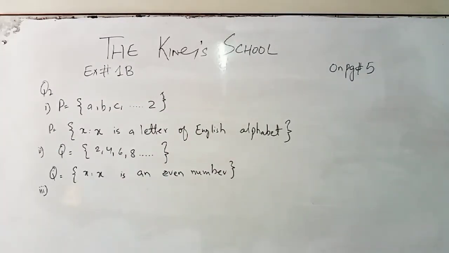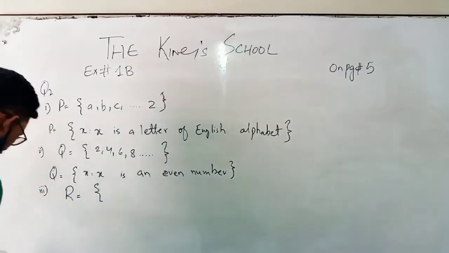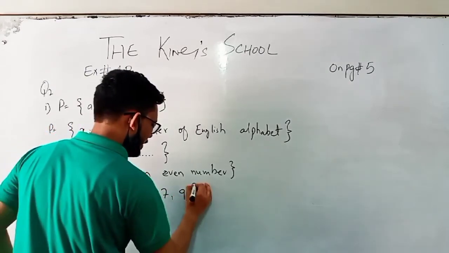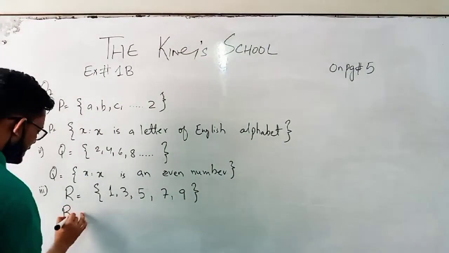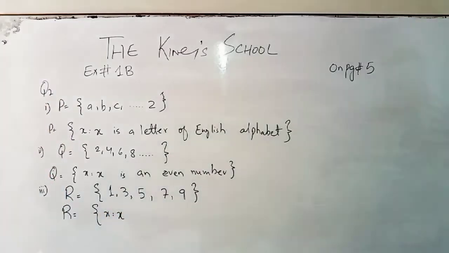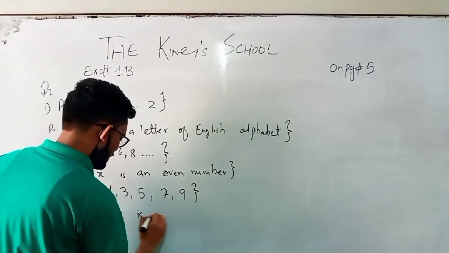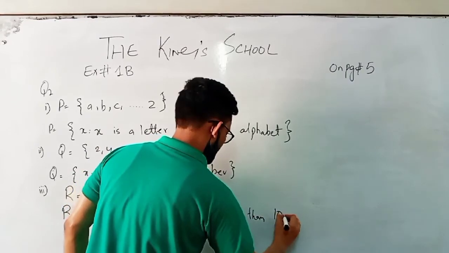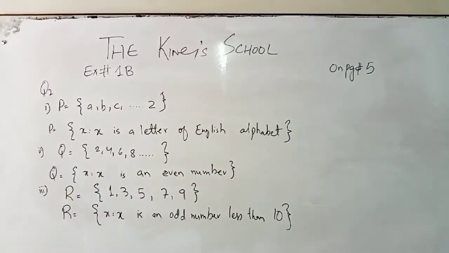The third part is R, a set in which the elements are 1, 3, 5, 7, 9. So we can write R equals X, such that X is an odd number less than 10. This is the set builder form and this one is the tabular form.